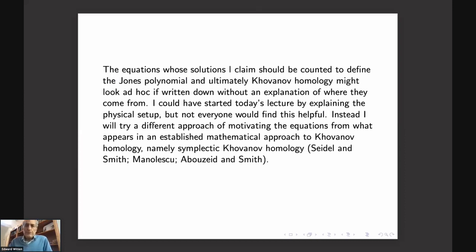Instead, I'll take a different approach where I motivate the equations from what appears in a known mathematical approach to Khovanov homology, at least in its singly graded version, which is symplectic Khovanov homology, developed by these authors, among others. And there probably are more recent references I should be citing.